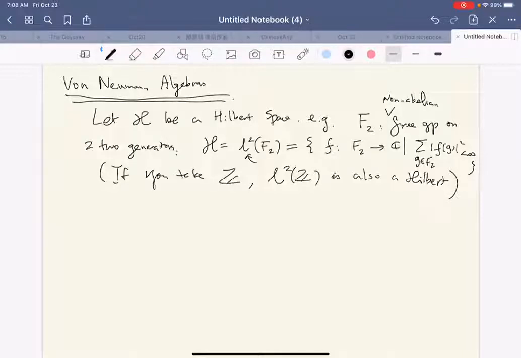Another question is why it had to be an infinite dimensional Hilbert space? Why not finite?